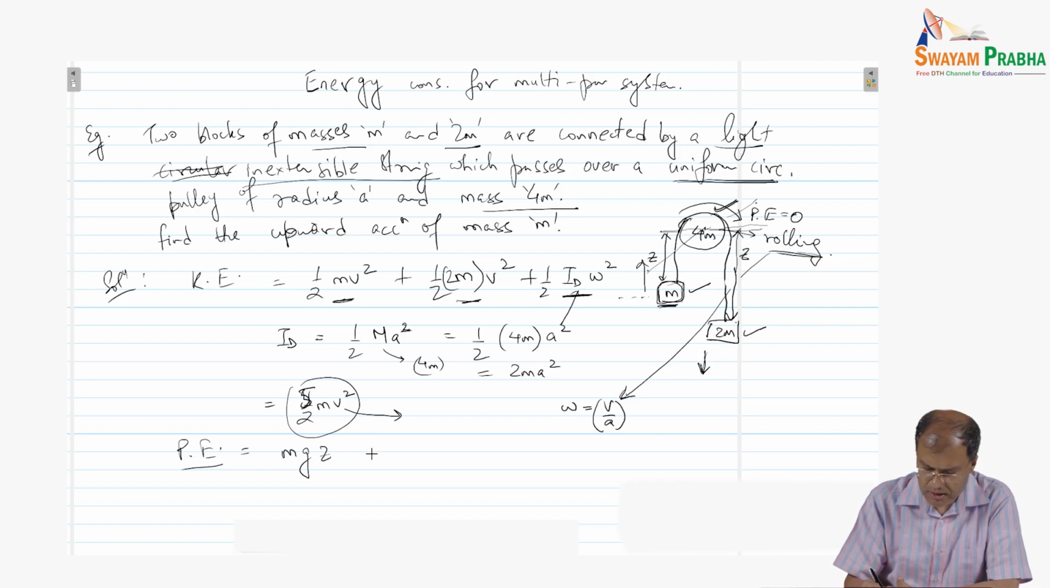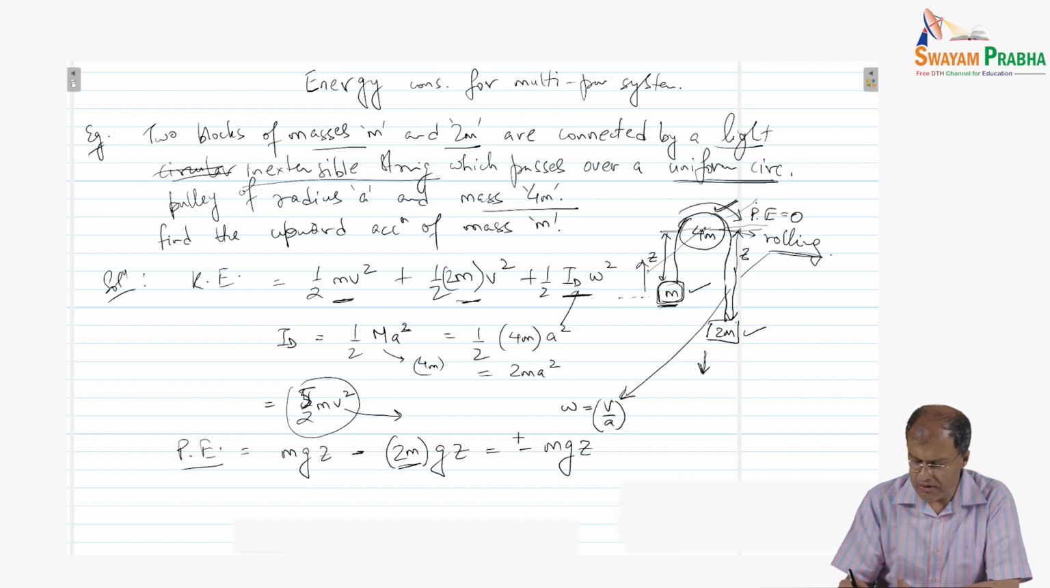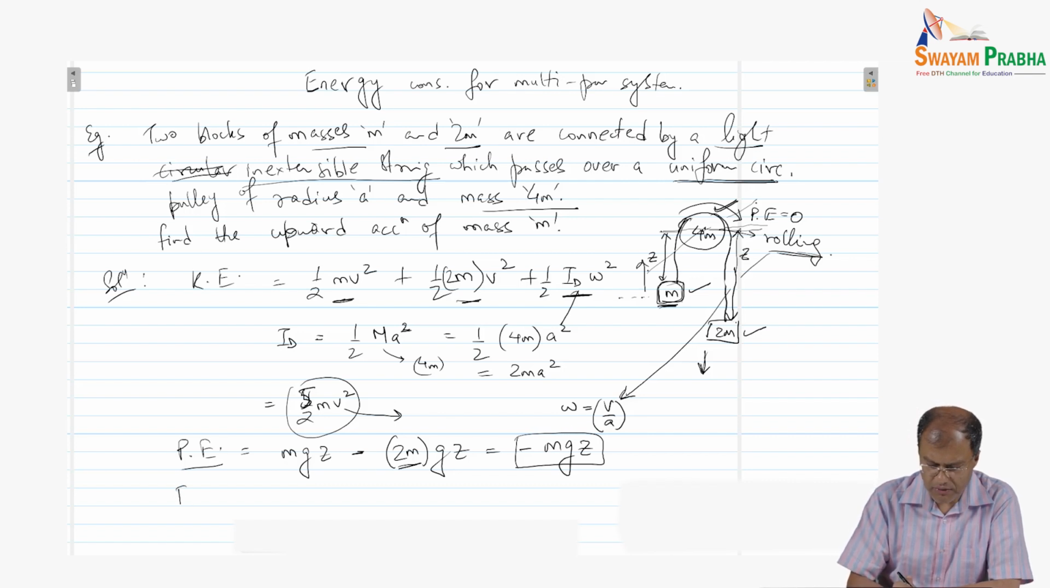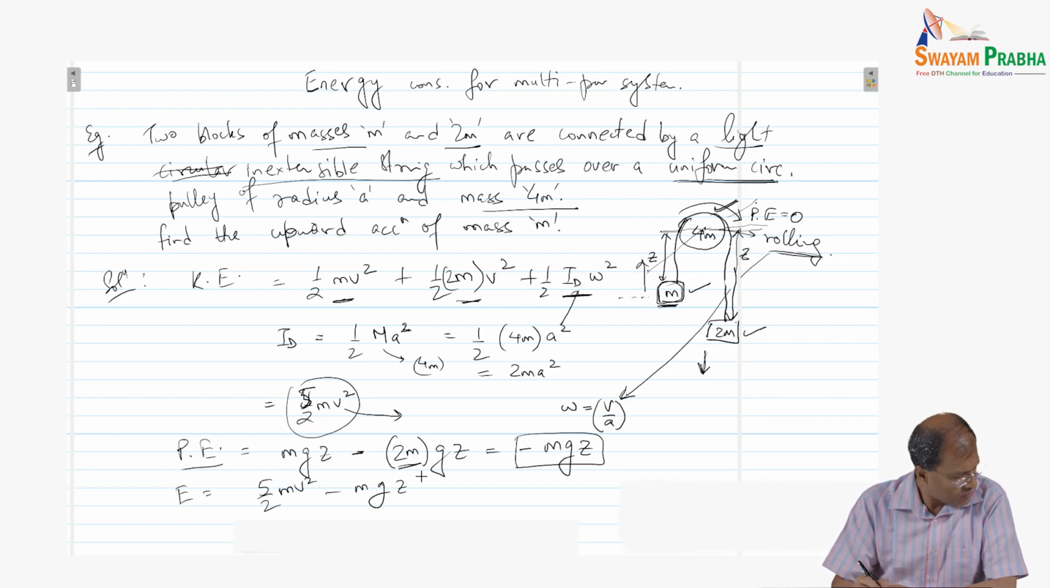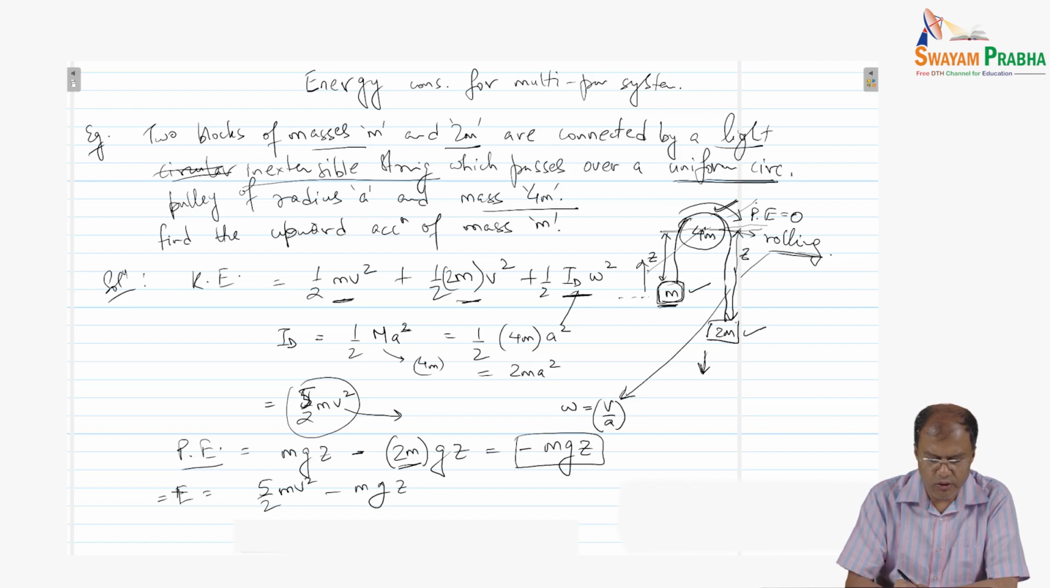It's going to be minus 2mgz, right? So this is the larger mass, 2m. So the total is minus mgz, right? That's the total potential energy, and our total energy E is going to be the kinetic energy plus the potential energy, and this is the net energy. So that's what we have, and this E, the total energy of the system, is constant.